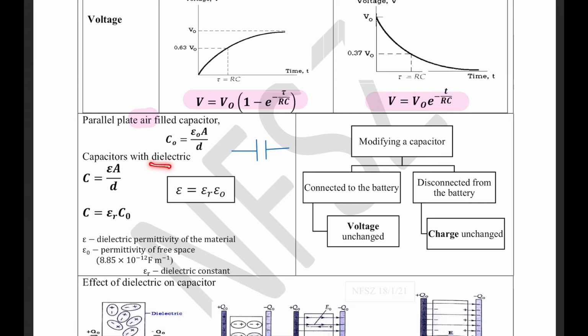So bila dielectric, equation dia C equal to epsilon A over D. Tadi epsilon naught. So this is epsilon. Epsilon ni sama dengan epsilon R epsilon naught. So kalau dalam exam dia bagi yang ni, C equal to epsilon R C naught. So C naught ni adalah capacitance without dielectric. Okay, so epsilon is dielectric permittivity of the material. Epsilon naught is permittivity of free space.